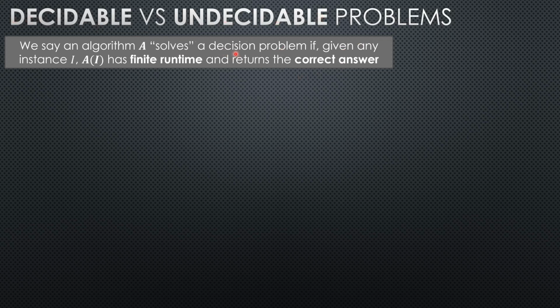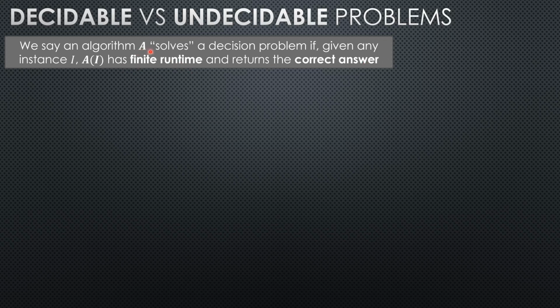So let me define what it means for an algorithm to solve a problem. Okay, what do you mean for an algorithm A to solve a decision problem? Let's be very precise. This is a really technical definition, even though it looks super simple. So make sure you understand this definition very carefully. In order for an algorithm A to solve a decision problem, the following must be true. Given any input I, no matter what that arbitrary input I is, this single algorithm A, run on input I, must have finite runtime and return the correct answer. That's what it means to solve the problem.